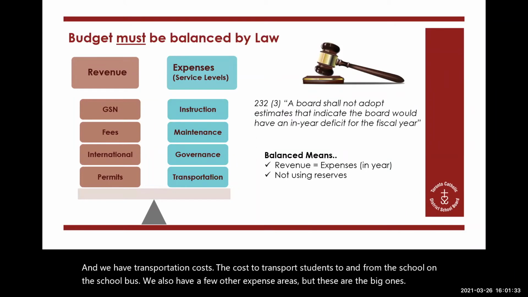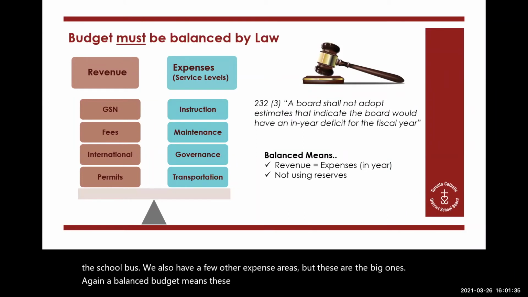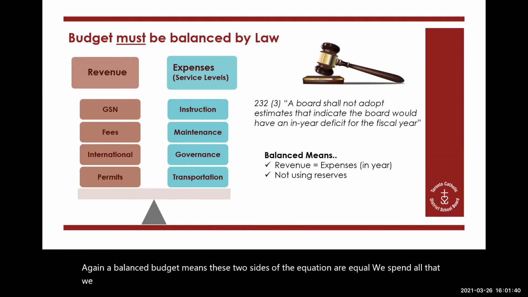Again, a balanced budget means these two sides of the equation are equal. We spend all that we're going to get from the government and other sources in the same fiscal and the same school year.